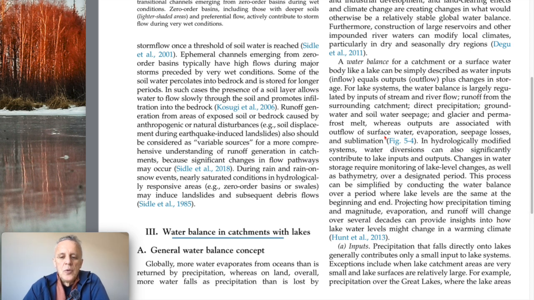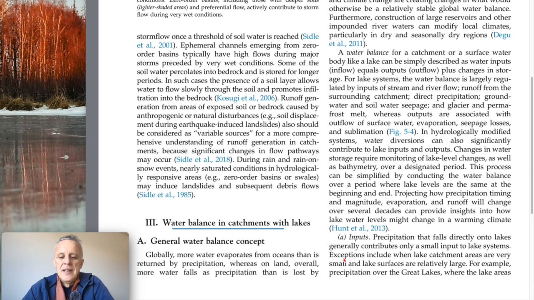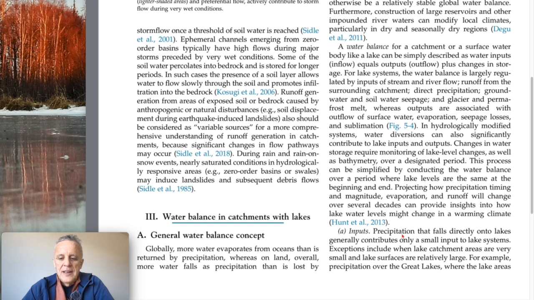A water balance for a catchment of a surface water body, like a lake, can be simply described as water inputs, inflow, equal outputs, outflow, plus changes in storage. For a lake system, the water balance is largely regulated by inputs of stream and river flow, runoff from the surrounding catchments, direct precipitation, groundwater and saltwater seepage, and glacier and permafrost melt, whereas outputs are associated with outflow of surface water, evaporation, seepage losses, and sublimation. In hydrologically modified systems, water diversions can also significantly contribute to lake inputs and outputs. Changes in water storage require monitoring of lake level changes as well as bathymetry over a designated period.